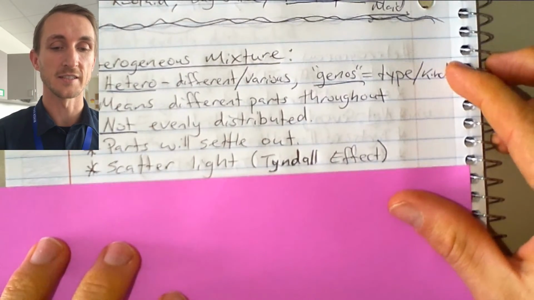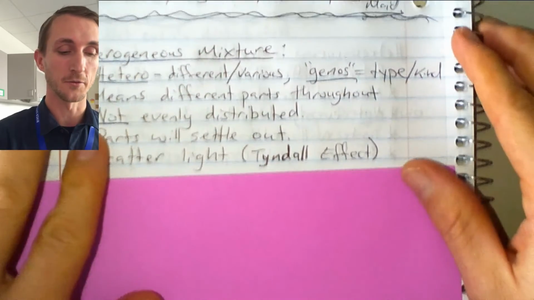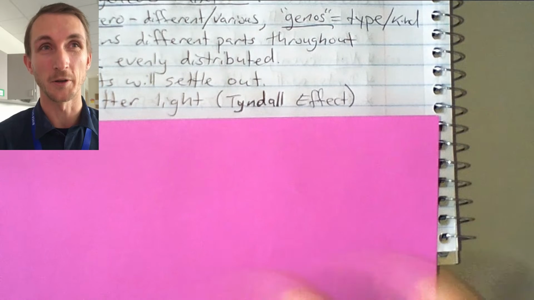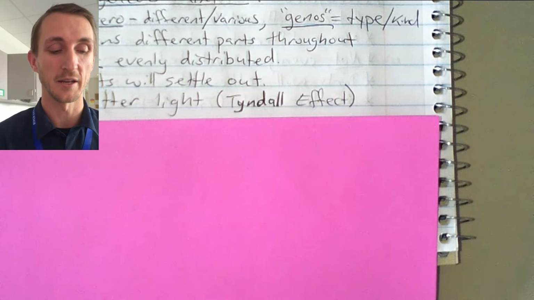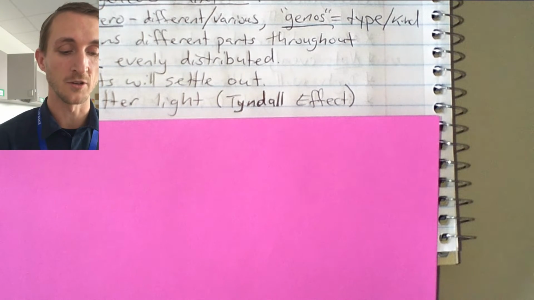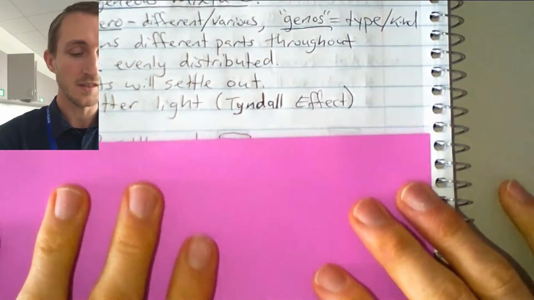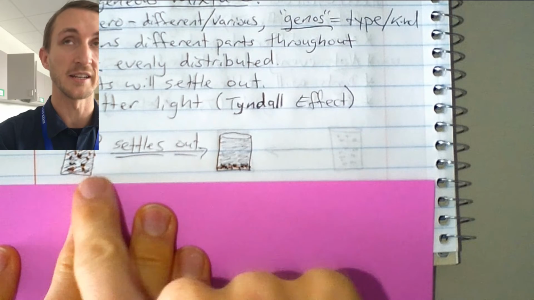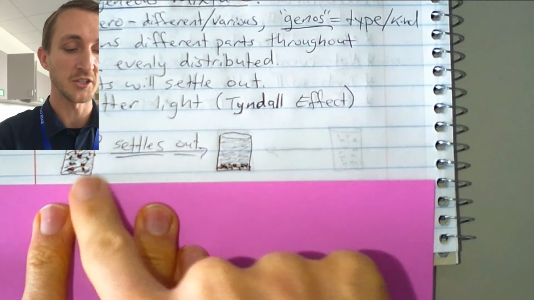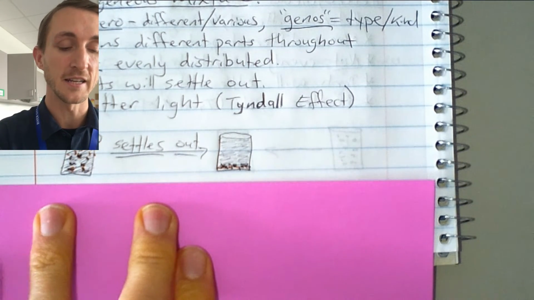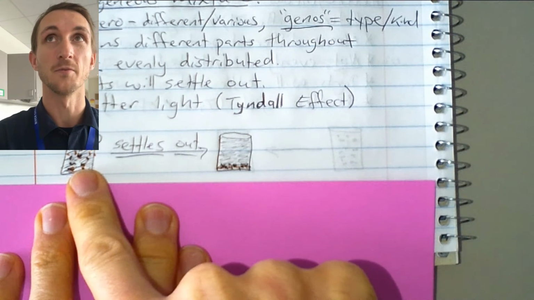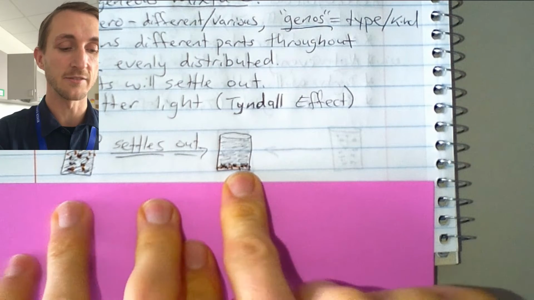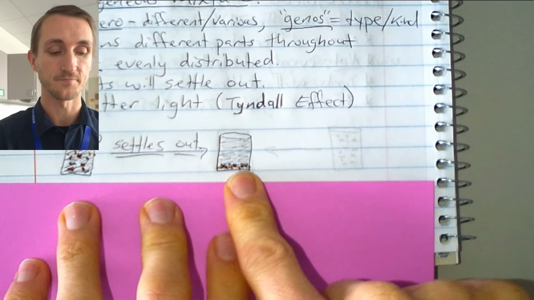So you can think of things like milk. If you shined light through it, it would scatter light. Vinegar and oil, the light's going to scatter a little bit. To draw a picture here, we have a mixture and all the particles are suspended in here. We call this more of a suspension, and eventually they will settle out on their own. That's how you know it's a heterogeneous mixture. It's because you can see these different parts clearly.